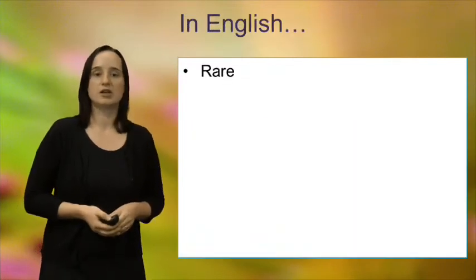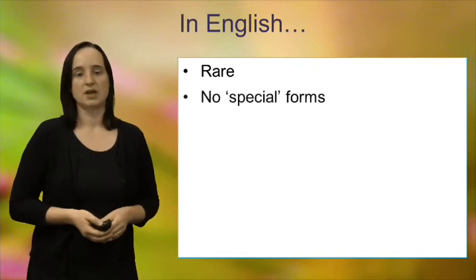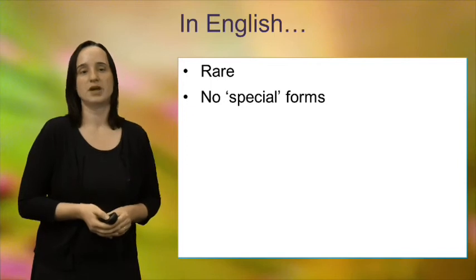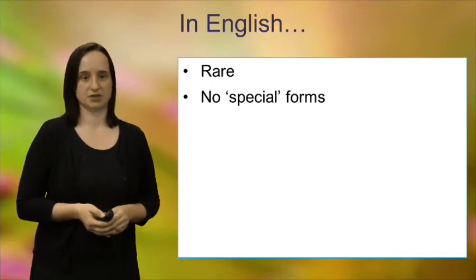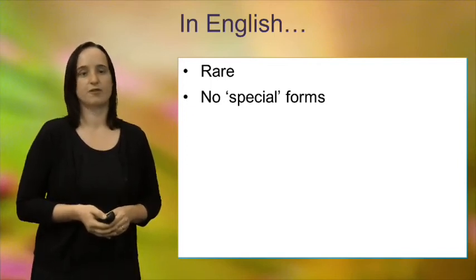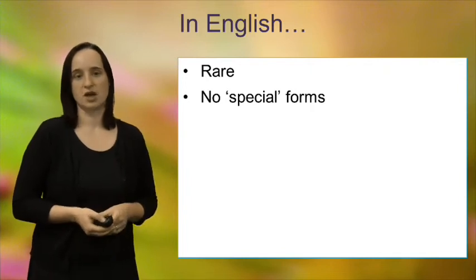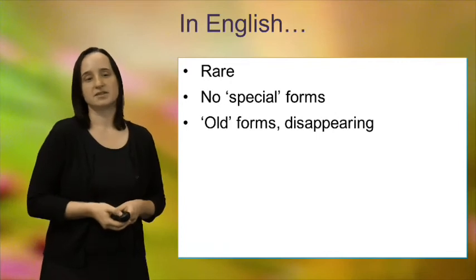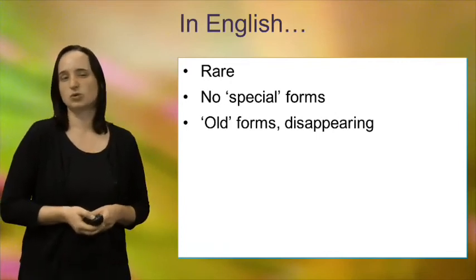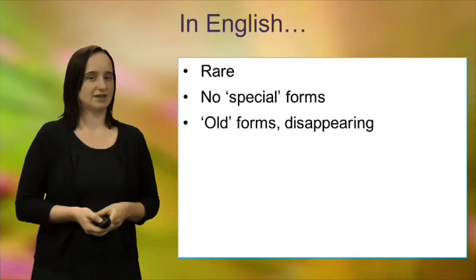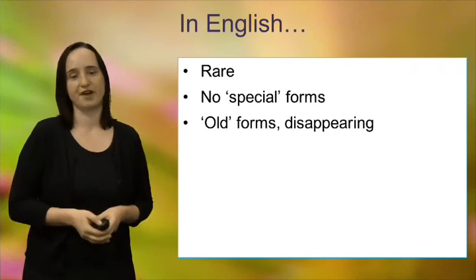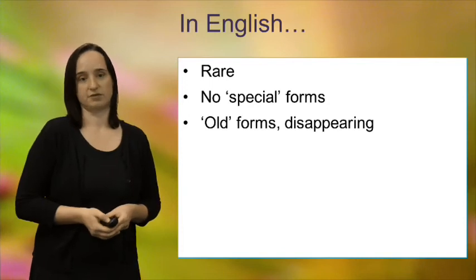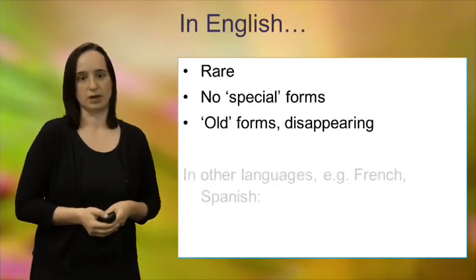Right, so in English, the subjunctive is rare. There is no real special form, so there's no verb form that has a particular ending because it is a subjunctive form, but rather the forms that are used to express the subjunctive are some forms that we have in the language anyway. And these are really old structures. The subjunctive is in a way disappearing. It's confined to very formal situations, and it has more or less left the spoken language. People don't speak that way.